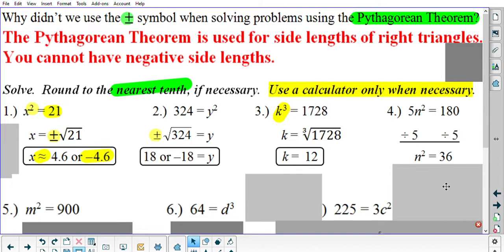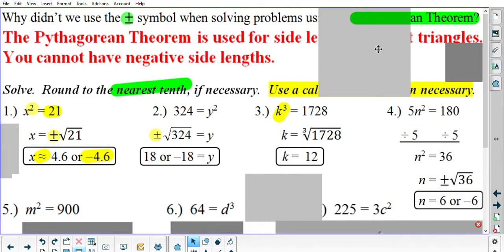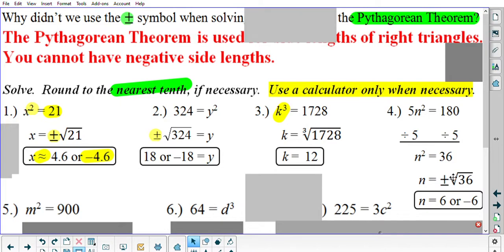180 divided by 5 is 36. Now I do the positive or negative square root of 36 to get the answer to this problem, and that's going to give me 6 or negative 6, and that's how I do a problem like number 4.